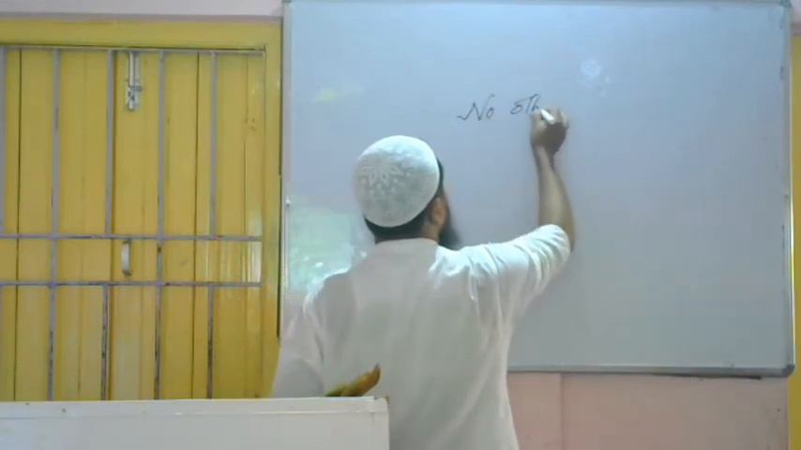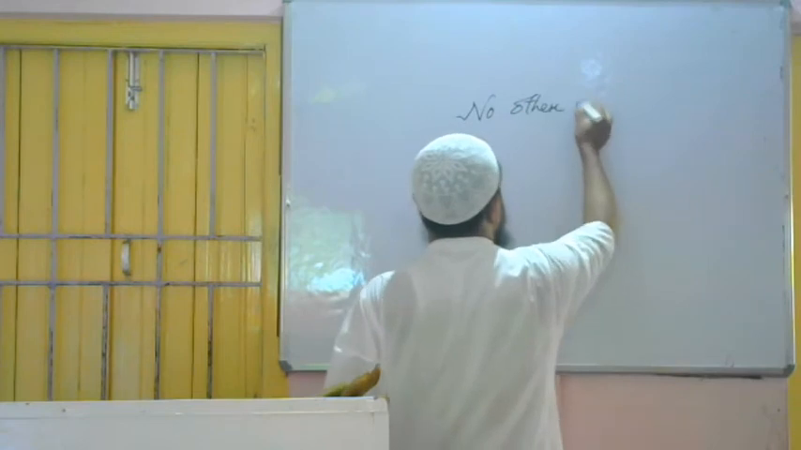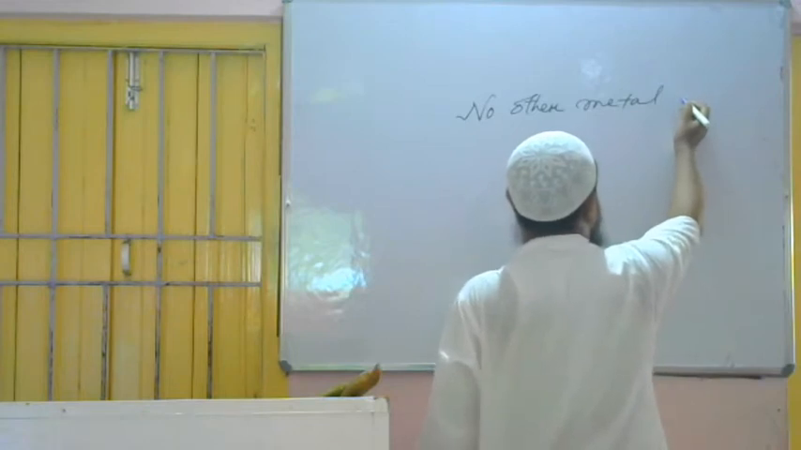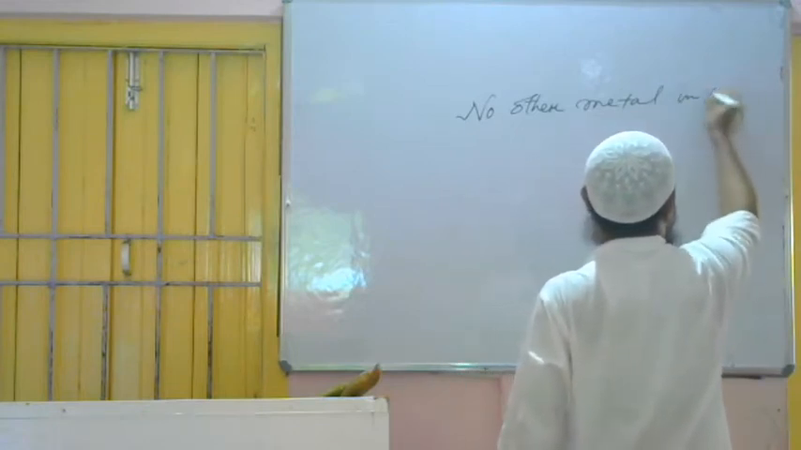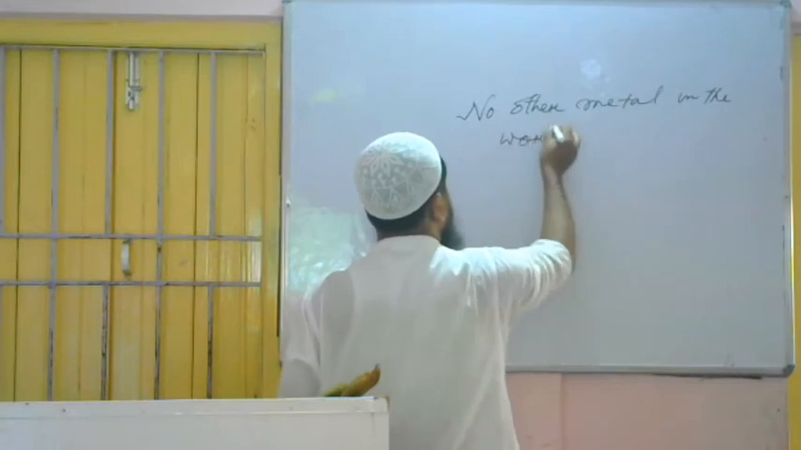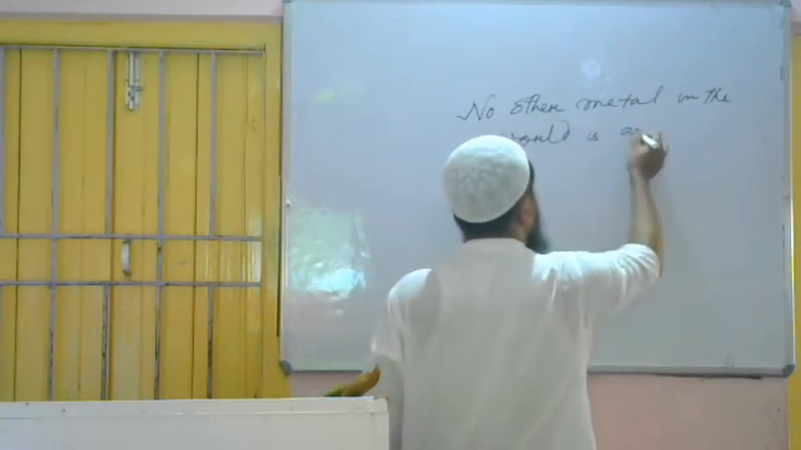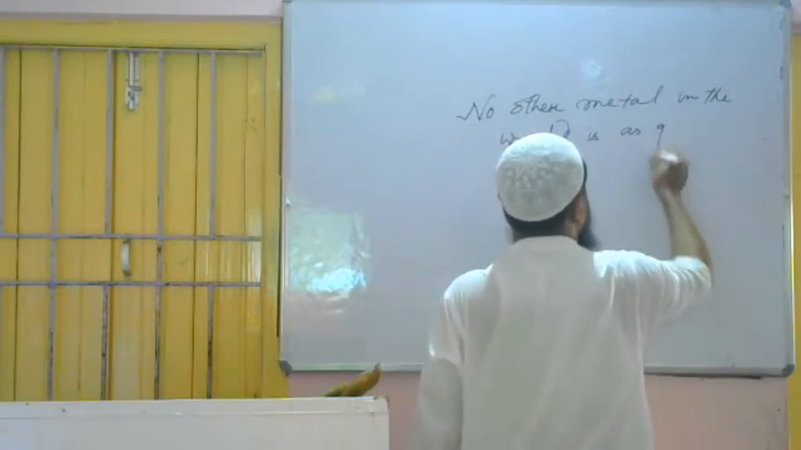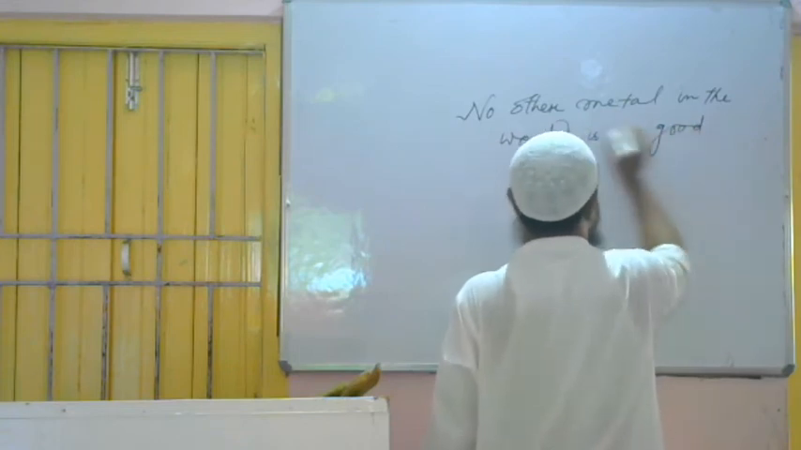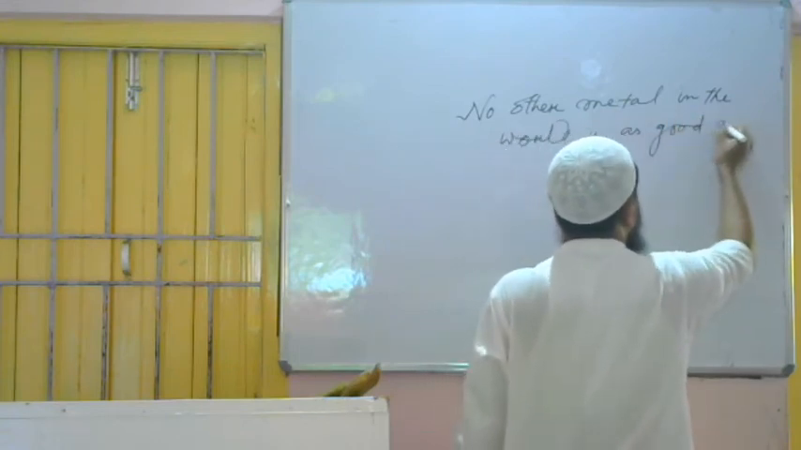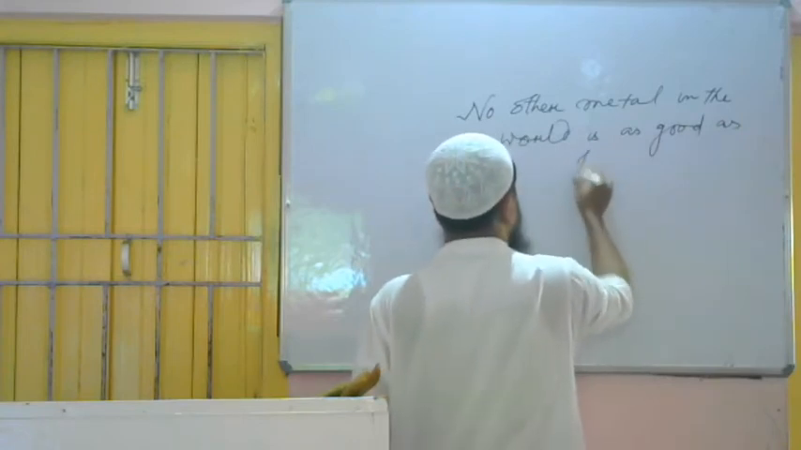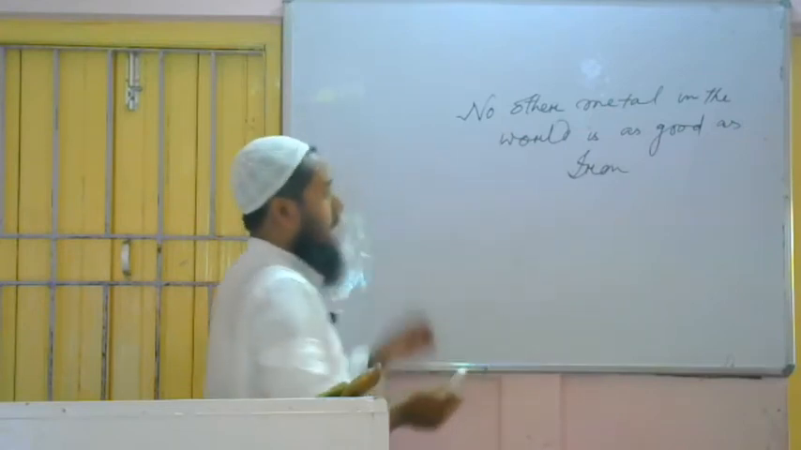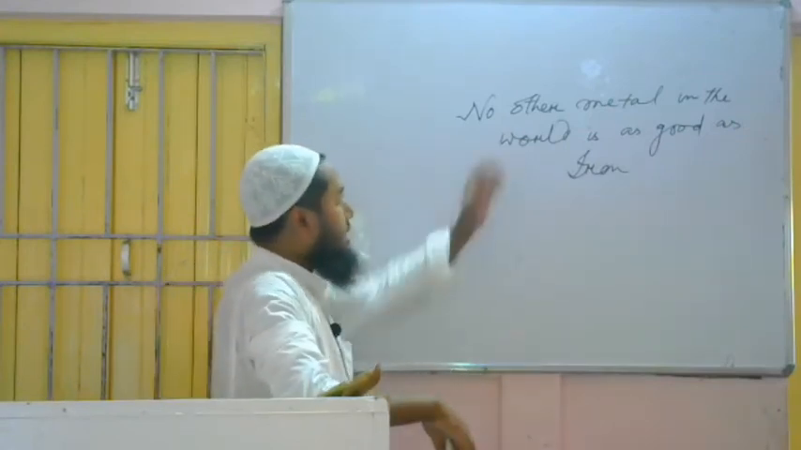No other metal in the world is as good as, for example only I have written, no other metal in the world is as good as iron. No other metal in the world is as good as iron. So this is a sentence of which degree? This is a sentence of positive degree.